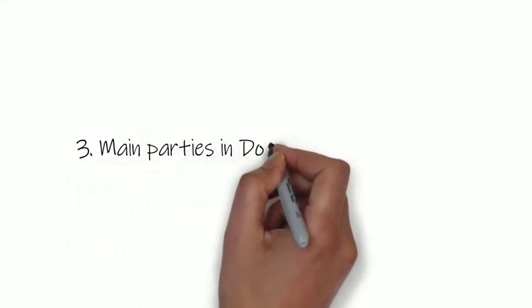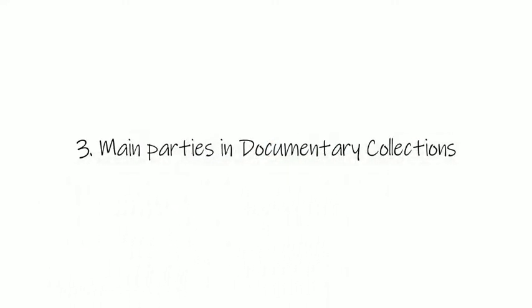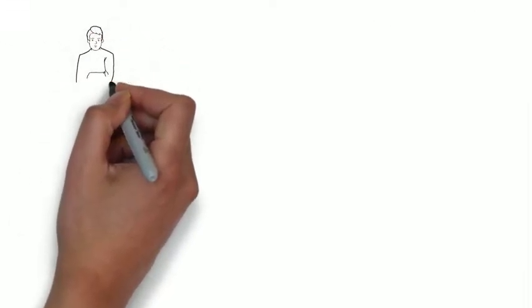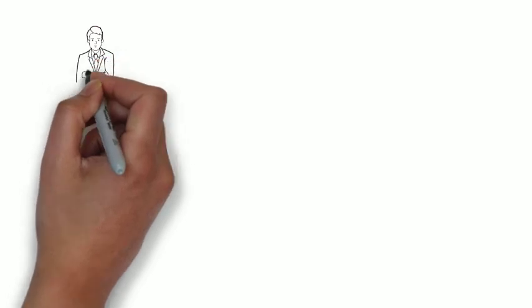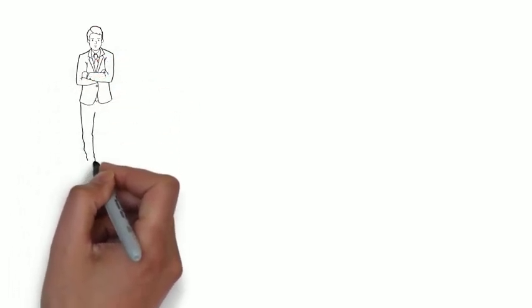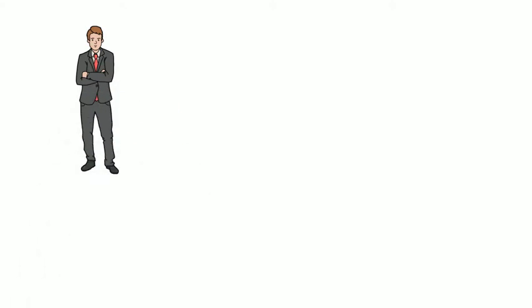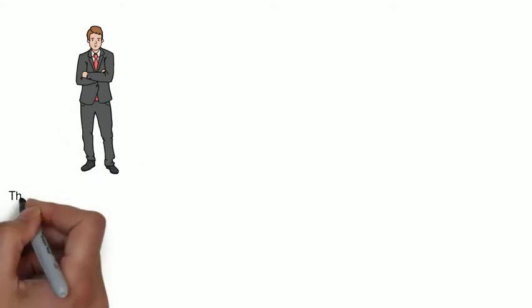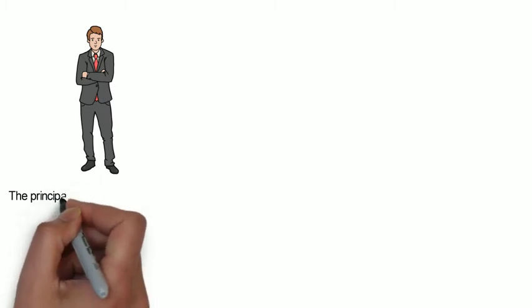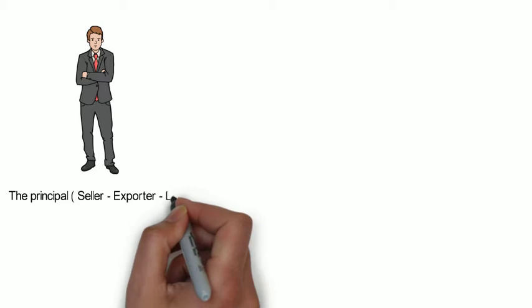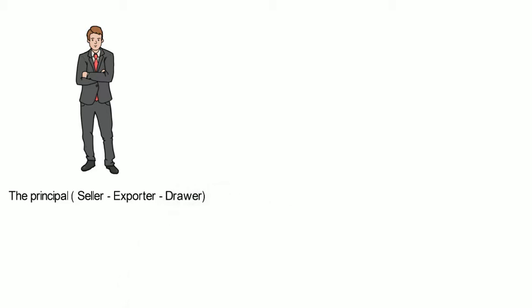3. Main parties in documentary collections. 3.1. The principal. The seller or exporter is also known as the drawer in documentary collection. The seller or exporter will ship the goods to the buyer based on the sale contract and submit documents to his banker with a collection order for payment from the buyer.